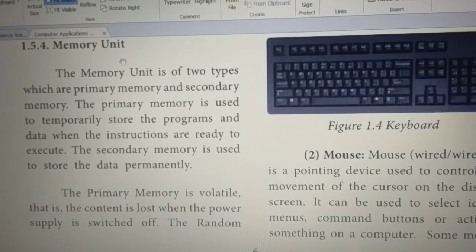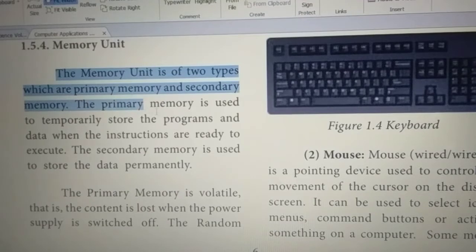So what does memory mean? Whatever data is stored is stored in separate categories: primary memory and secondary memory. Some data is stored temporarily, and some data is stored permanently. So the memory unit has two types, the primary memory and the secondary memory.